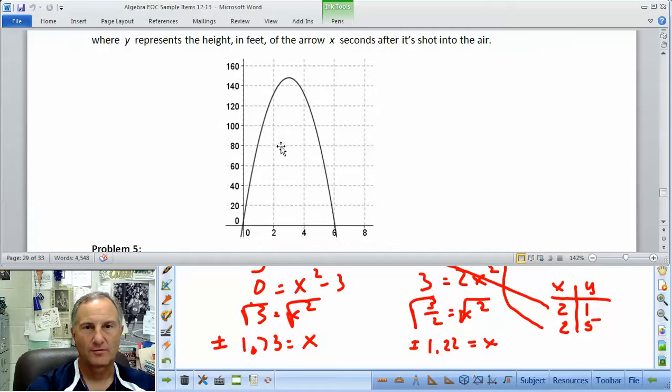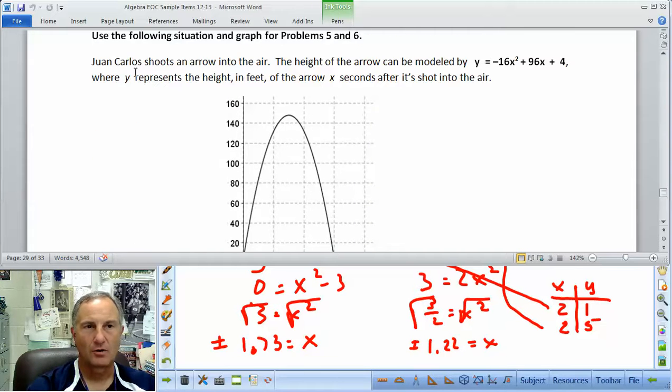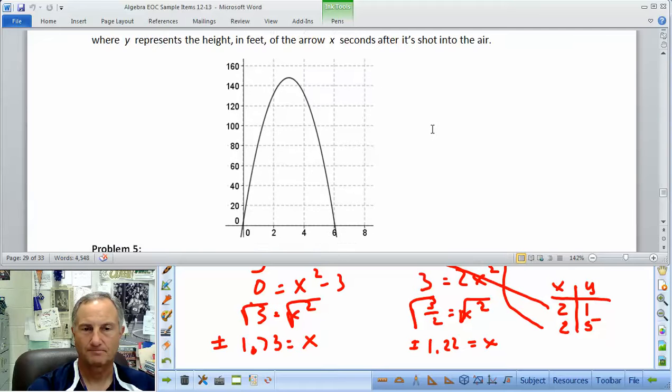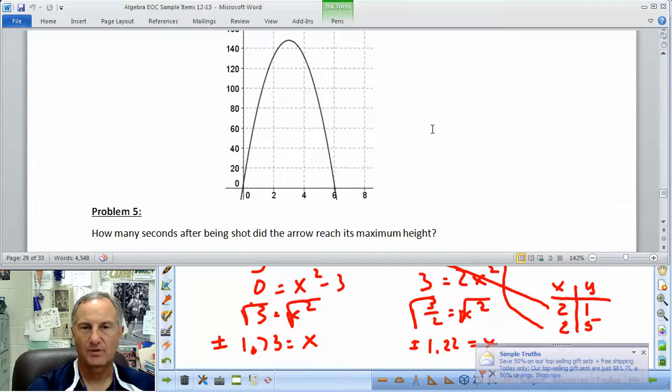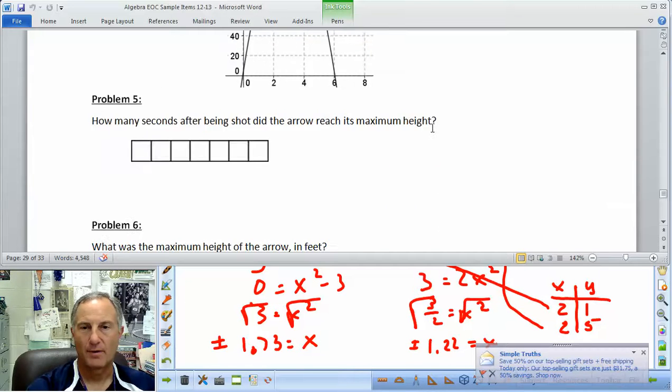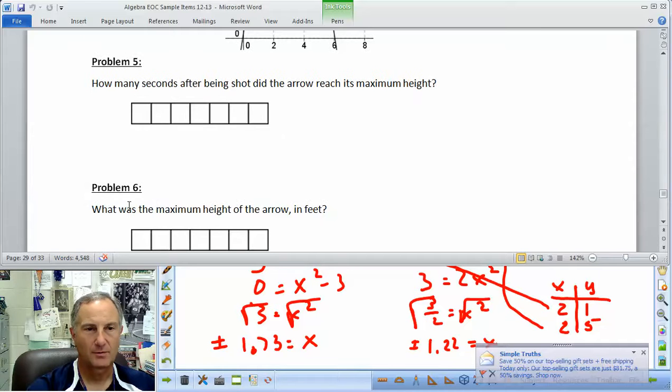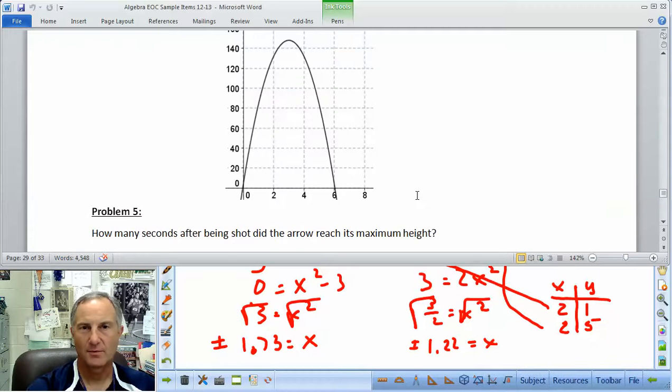We're going to answer 5 and 6 with this one. Juan Carlos shoots an arrow into the air. The height of the arrow can be modeled by this equation, where y represents the height in feet of the arrow and x seconds after it's shot into the air. So how many seconds after being shot did the arrow reach its maximum height? Well, maximum height, and what was the time and what was the maximum height? You're talking about the vertex.